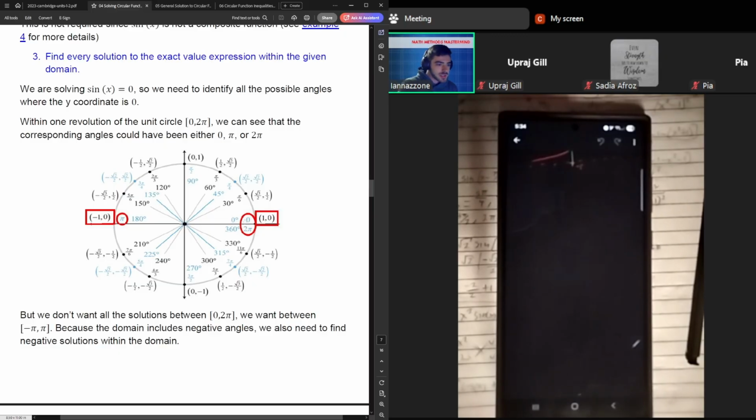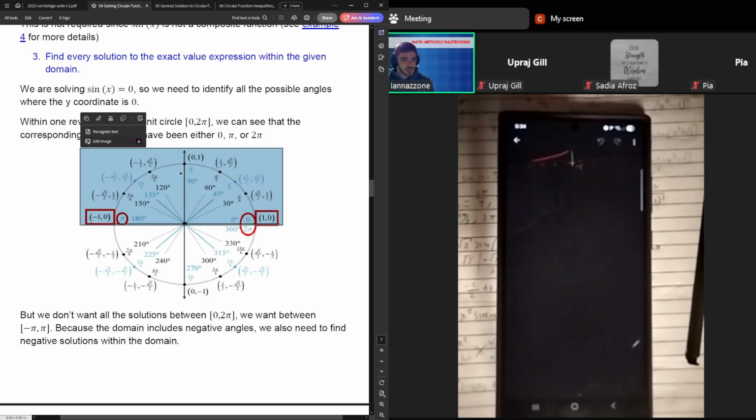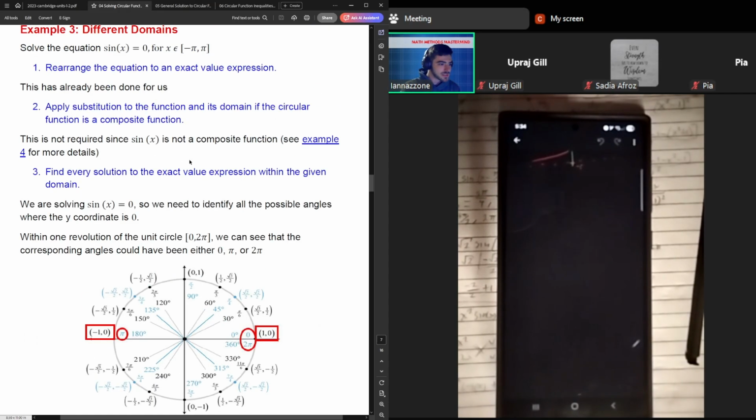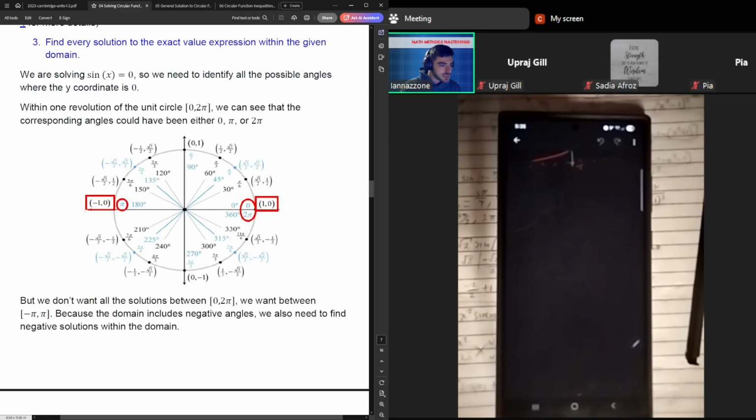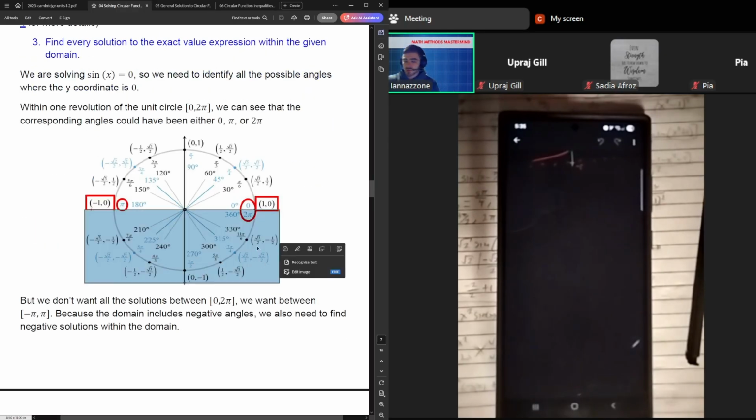Now from 0 to pi, that means the first go around means we're only looking at this top half of the unit circle. Y equals 0 occurs at the angle equals 0 and the angle equals pi. So that'll be the first two solutions on that first go around. Now on the second go around, 0 to negative pi means we're doing this bottom half, but we're doing it in the opposite direction. We're going in a clockwise motion rather than an anti-clockwise motion.